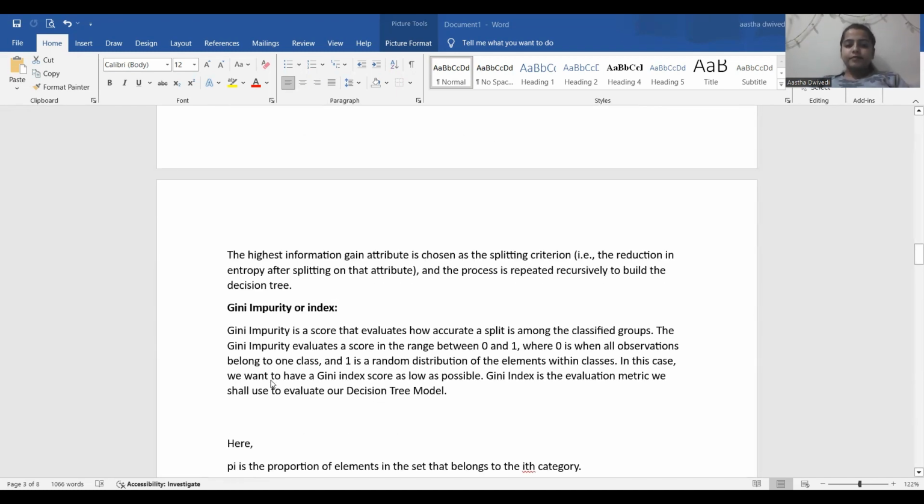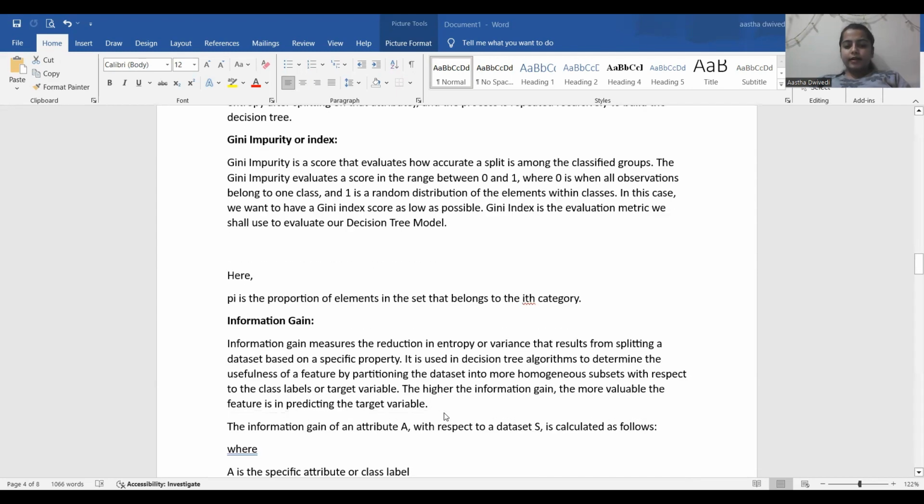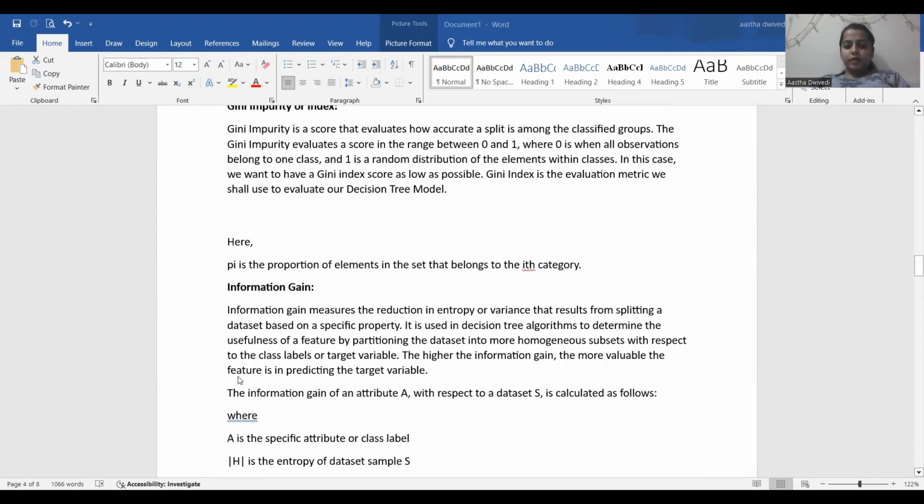Second is the Gini index. Gini impurity is a score that evaluates how accurate a split is among the classified groups. The Gini impurity evaluates a score in the range between 0 and 1, where 0 is when all observations belong to one class and 1 is the random distribution of elements within the classes. In this case, we want to have a Gini index score as low as possible. The Gini index is the evaluation metric we shall use to evaluate our decision tree model. Here, Pi is the proportion of elements in the set that belong to the ith category.